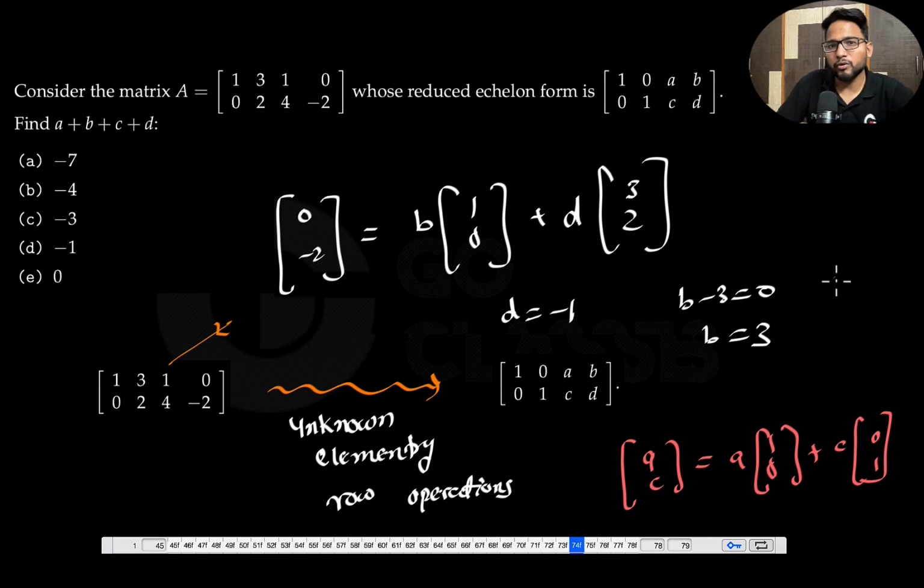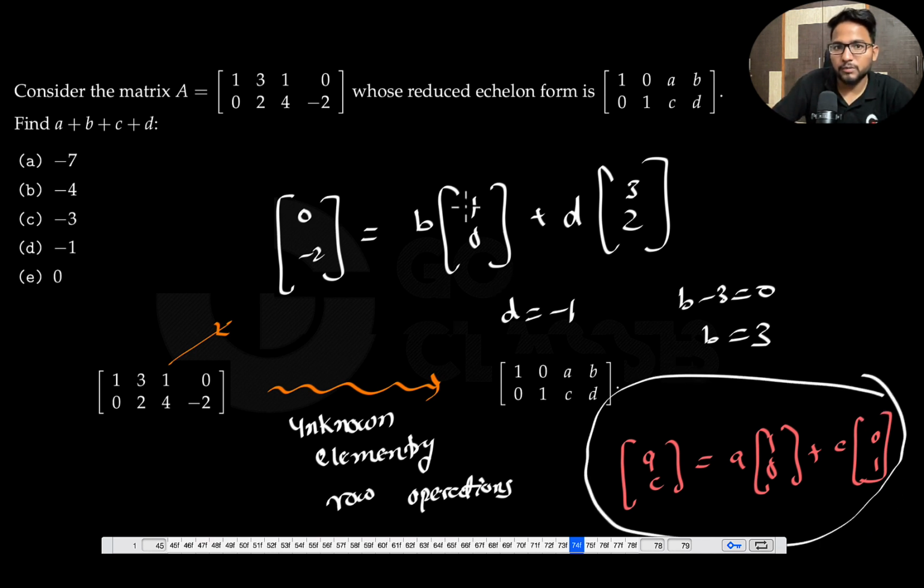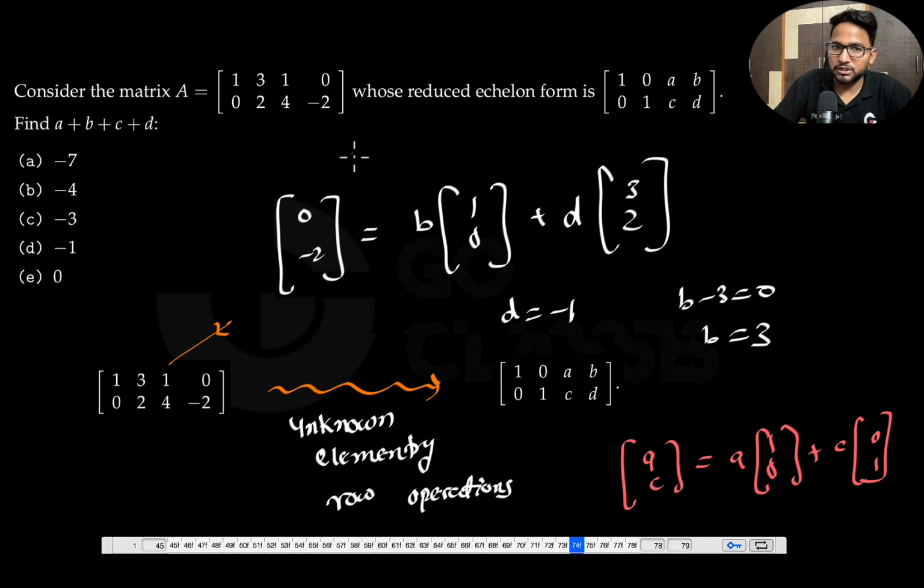If you don't know all of this story, which means that the linear dependency between the columns gets preserved, then you can actually try to convert the matrix using elementary row operations into the reduced form. Then you can just find out the value of A, B, C, D. That's also one possible way to do it. Okay.